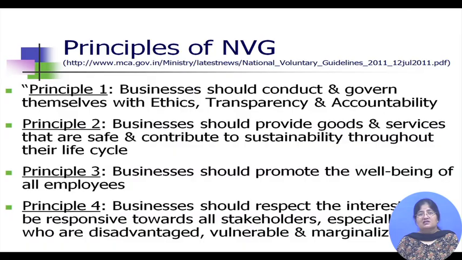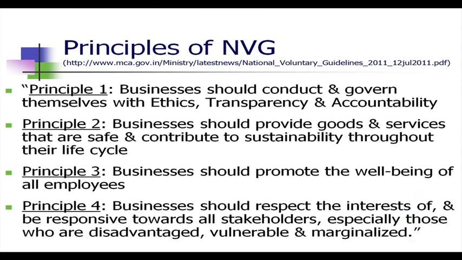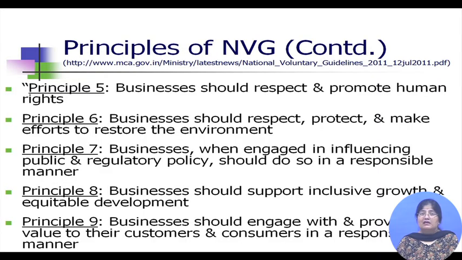The second principle is businesses should provide goods and services that are safe and contribute to sustainability through their life cycle. The third principle is businesses should promote the well-being of all employees. The fourth principle is businesses should respect the interests of and be responsive towards all stakeholders, especially those who are disadvantaged, vulnerable and marginalized. Who is disadvantaged, vulnerable or marginalized varies from context to context. The fifth principle is businesses should respect and promote human rights.